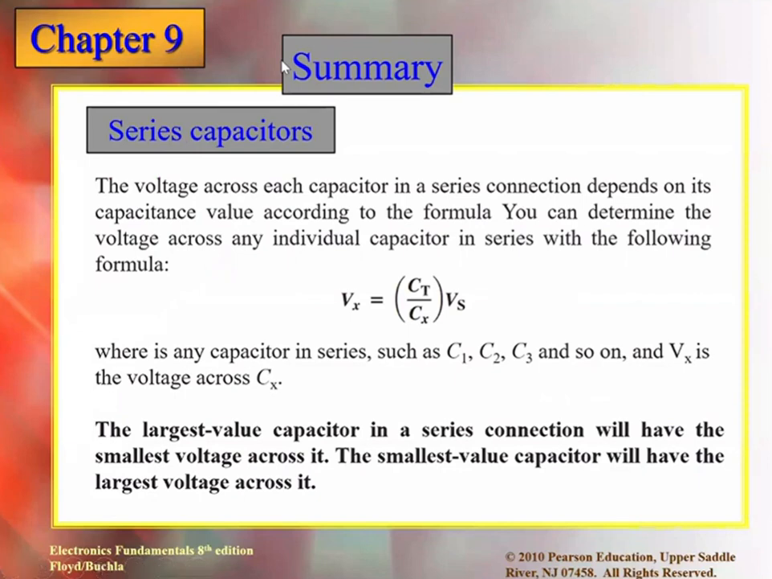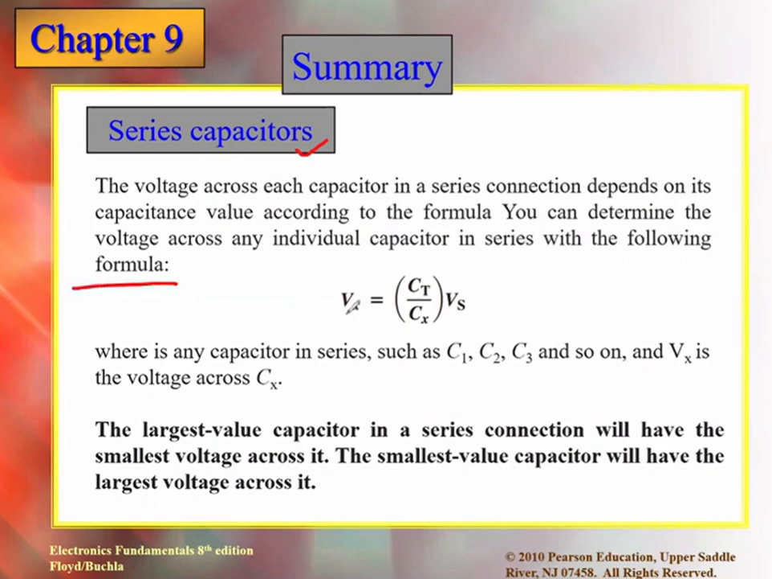Now, series capacitors. Again, continuation, girls. Do you remember when capacitor and resistance are connected in series? The voltage divider formula is applicable for that. Similarly, here we have the voltage divider formula. The voltage across each capacitor in series connection depends on its capacitance value. You can determine the voltage across any individual capacitor in series with the following formula.